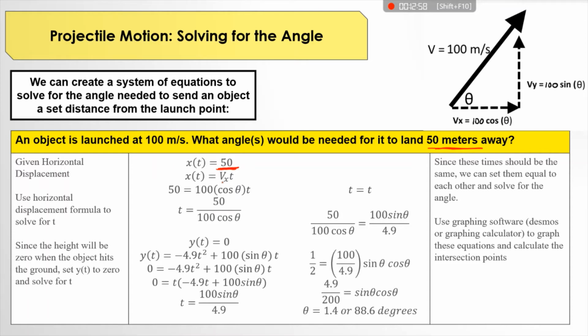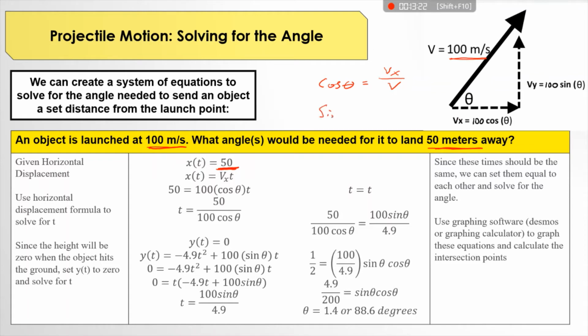And we've got a general form for our horizontal displacement, which is my horizontal velocity times time. So we can also solve for that. I know our object was launched at 100 meters per second. So if I want to solve for the horizontal velocity, we can use cosine of our angle is equal to our horizontal velocity divided by our total velocity. Therefore, Vx is 100 cosine theta.